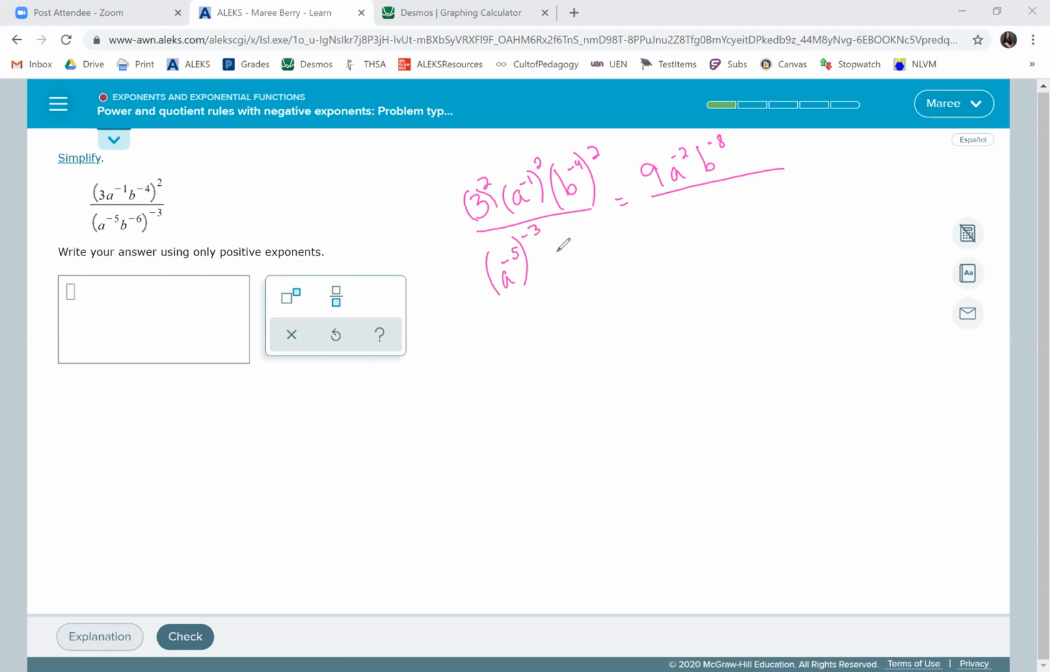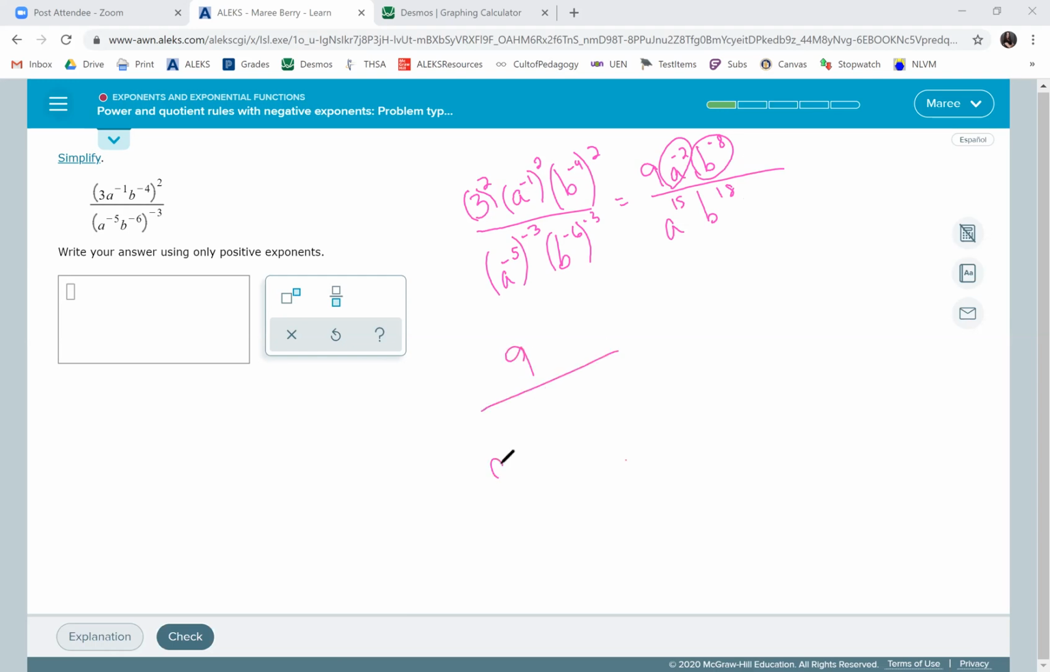Then I look at the denominator, and I'm going to go ahead and do a negative cubed to both sides. It's okay to do the negative right there like that. It's actually pretty cool because when you multiply these, they'll go positive. So a becomes a positive 15 and b becomes a positive 18. Now I'm going to take these two and put them down in the denominator and make them positive.